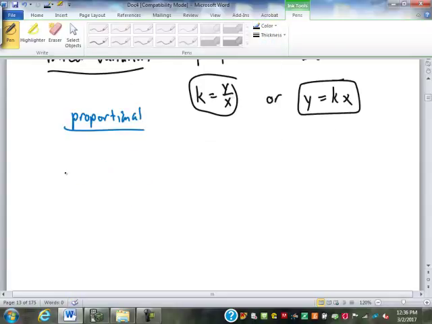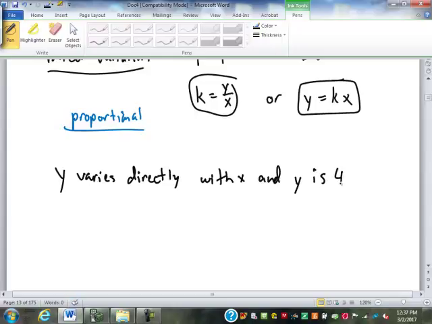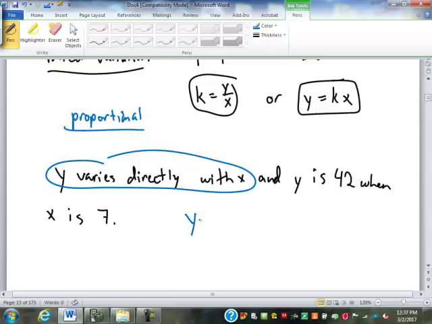So if we say that y varies directly with x and y is 42 when x is 7. What that is telling us is that we have a direct relationship here. First part we have, y varies directly with x, is telling us y equals k times x.